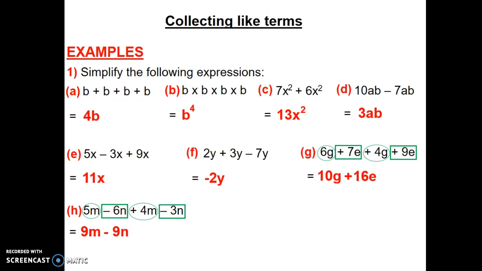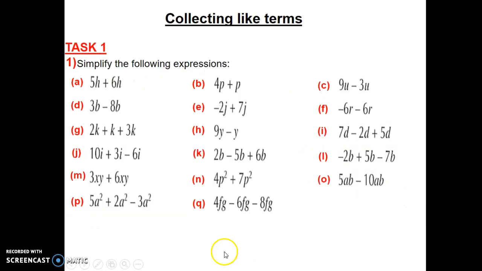So, check your answers, and I would like you to go to the next page, which will come up soon, and make sure that you are completing all of these questions in your book. Copy the question. You do not have to copy task 1, but make sure that you are copying the title, collecting like terms, and simplify the following expression, because that's what you do in the exam and you need to remember that. So I would like you to have that in your book.